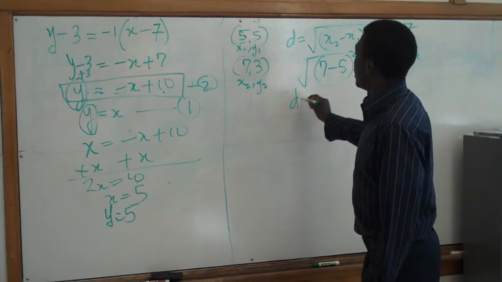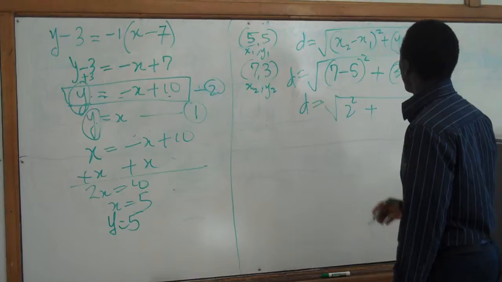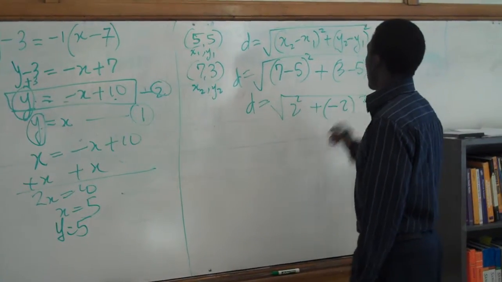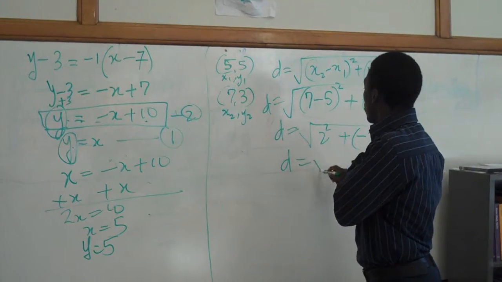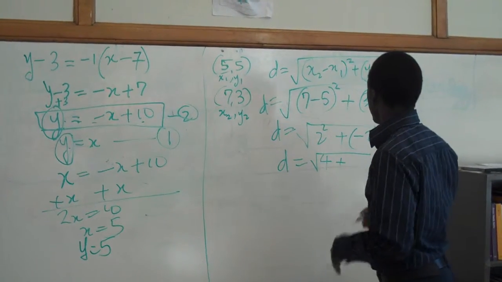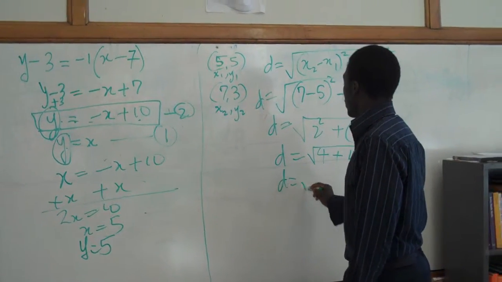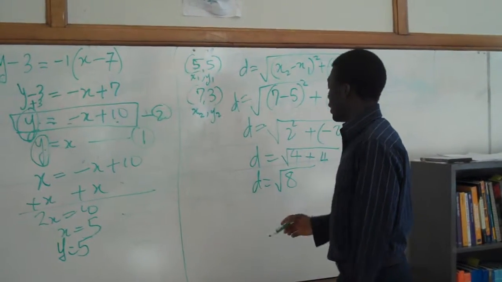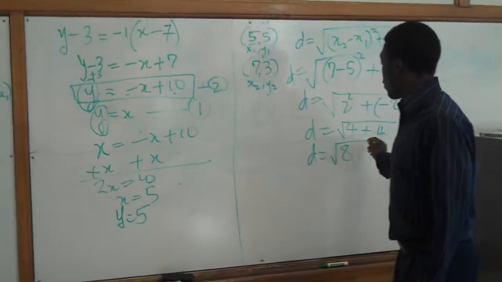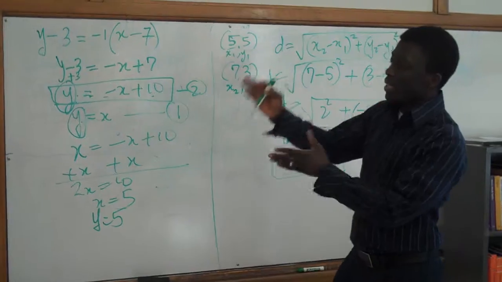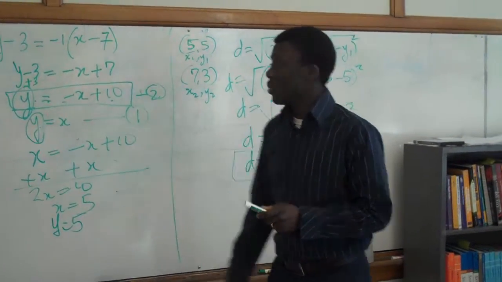We have d is equal to the square root of 2 squared plus minus 2 squared. And so d is equal to the square root of 4 plus 4. And then all we have left is d is equal to the square root of 8. We should be somewhere around 2.8 and so on. And that's all for this problem. That's the shortest distance from that point to that line. I hope this is helpful as you solve lesson 42 problems.